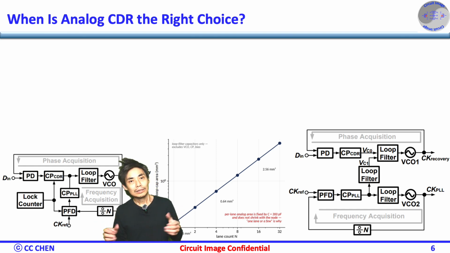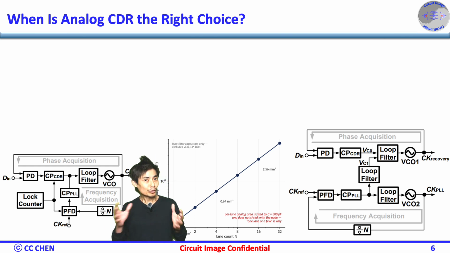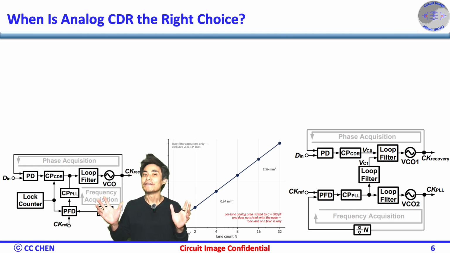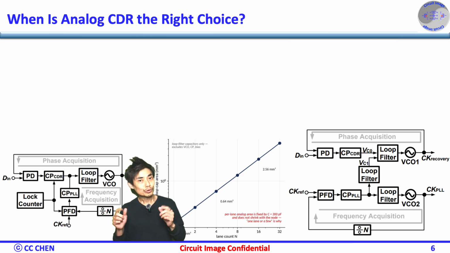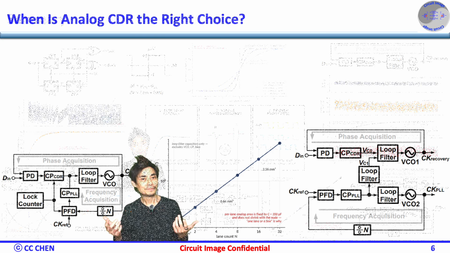However, notice the assumptions I'm making here: a moderate data rate, a stable channel, a small link count, and limited need for observability and programmability. Analog CDR works very well when these assumptions are valid. The difficulty begins when the real system violates several of these assumptions at the same time.